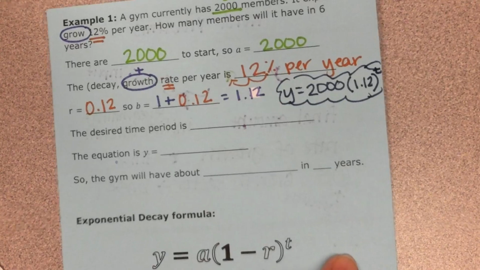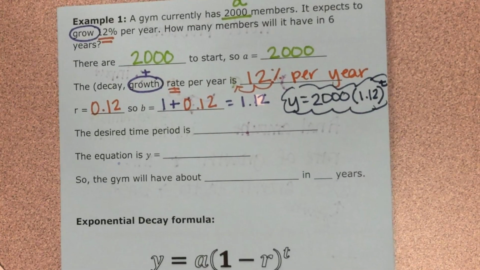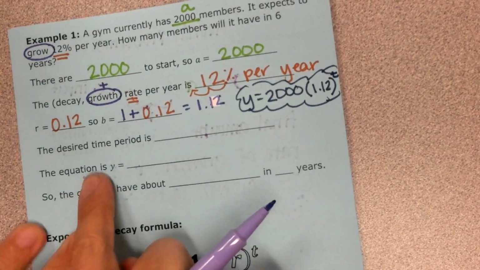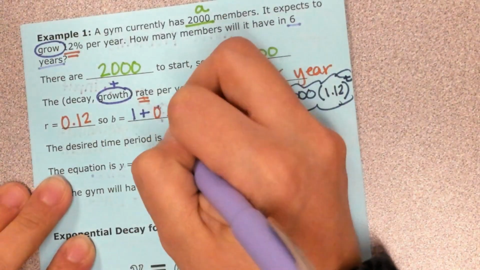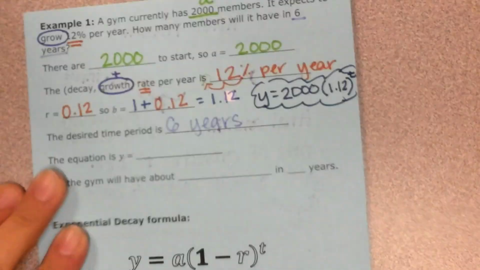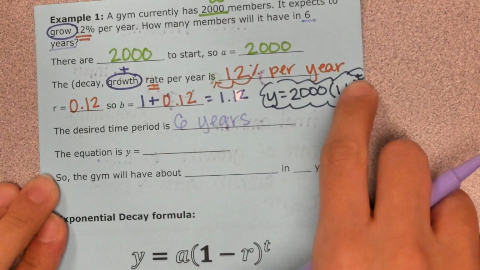Since that's my equation, there's another part of the question. It's asking how many members will it have in 6 years. I'll go back and look. What color code do I use? T is time. So the desired time period is 6 years. So when they want us to calculate, instead of putting t, we're going to put 6 years in that equation.